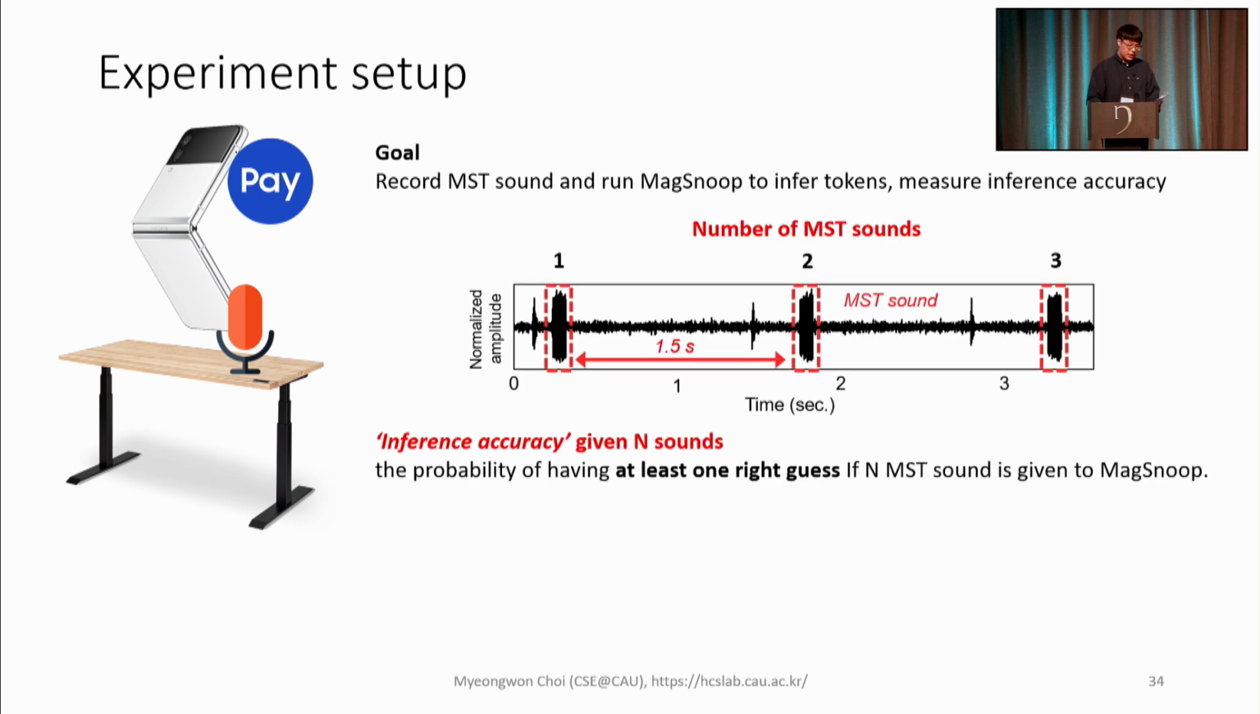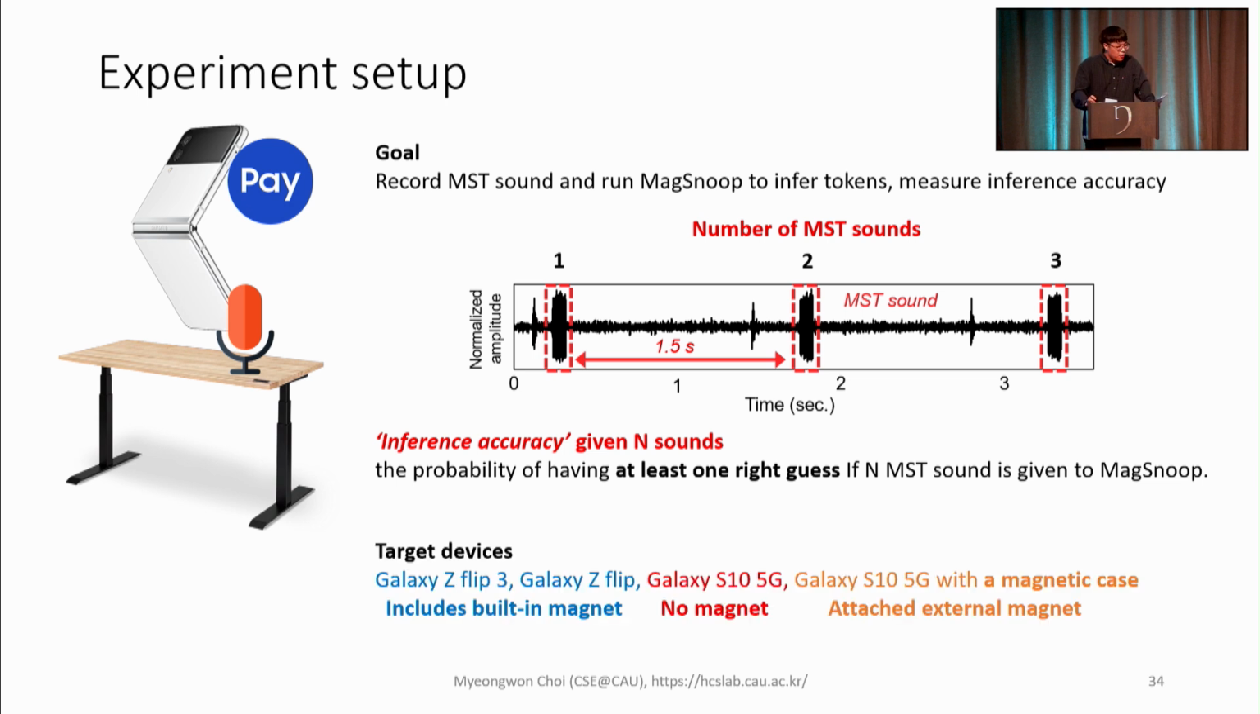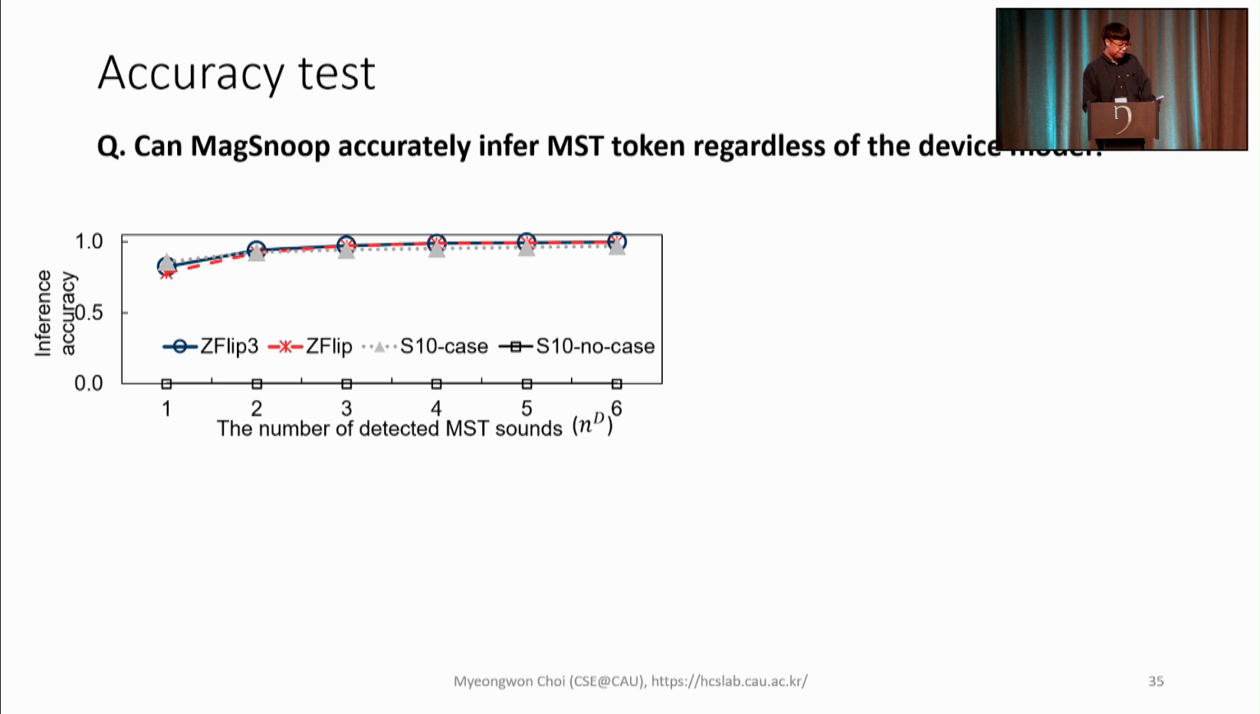The metric, inference accuracy, is defined as the probability of having at least 1 right guess given n MST sounds. We used 3 victim devices. 2 foldable devices come with built-in magnets to support the folding function, which the Galaxy S10 5G does not have. So we attached a commodity magnetic case to the phone to evaluate the effect of the magnet.